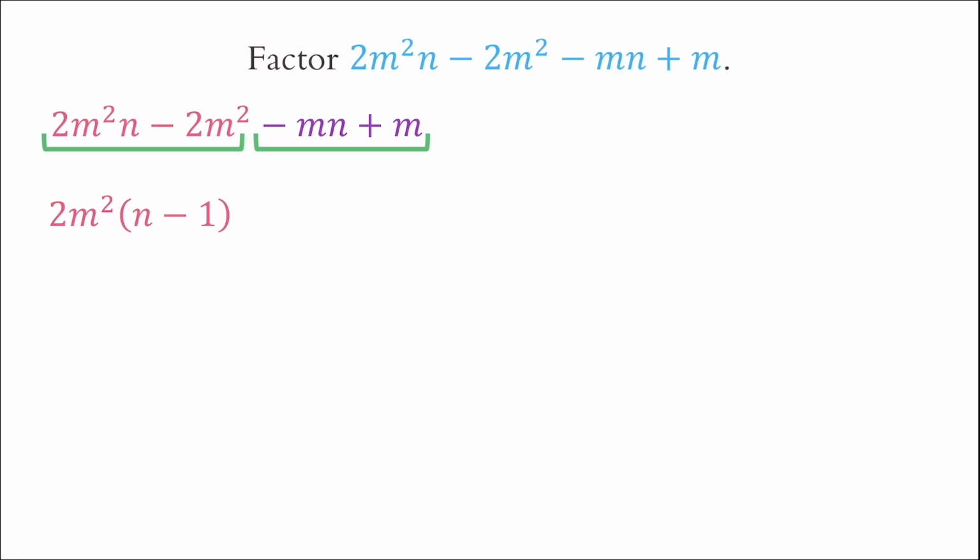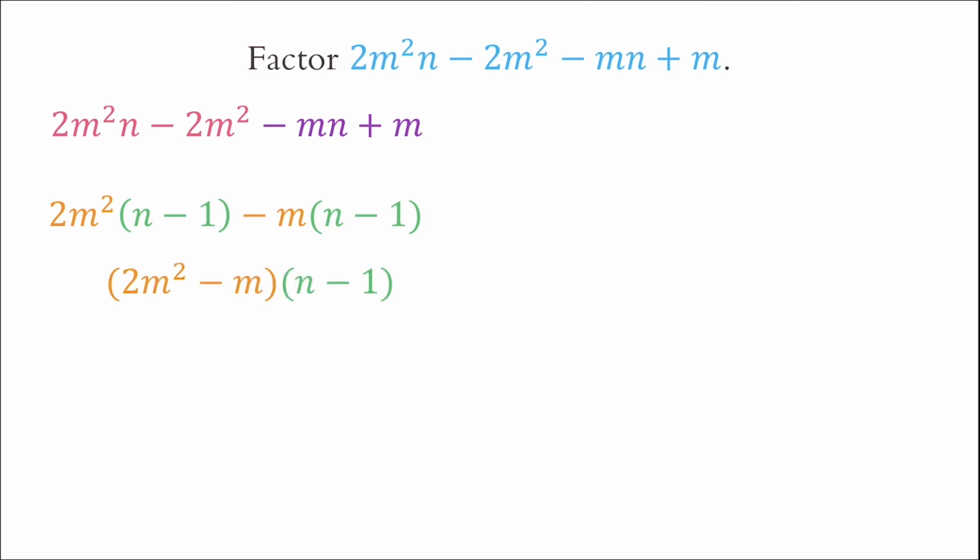They both have a factor of m, but we want the inner parentheses to be n minus 1 to match our other parentheses. So we'll factor out a negative m to get negative m times n minus 1 for our second group. Great! Our parentheses match, so we can factor out n minus 1 and get 2m squared minus m times n minus 1. We're not quite done since we can pull out an m from our first set of parentheses. So we get m times 2m minus 1 times n minus 1.